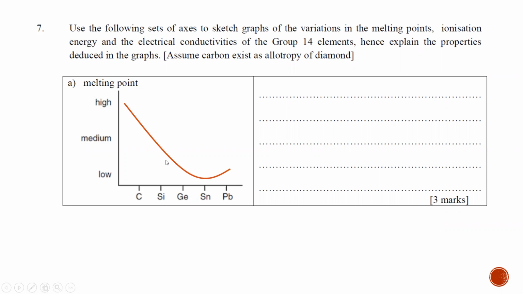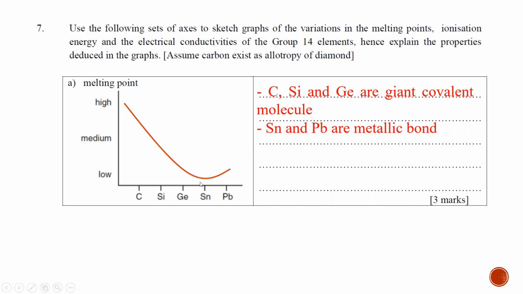So sketching this line has 1 mark. You have to mention that carbon, silicon, germanium are giant covalent structure molecules, whereas tin and lead are metallic bonds. So that is how you are going to describe them. Okay, if you want to write more, go ahead.